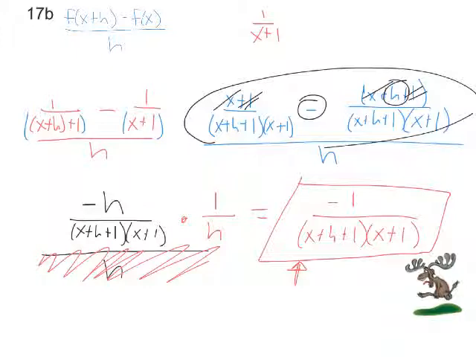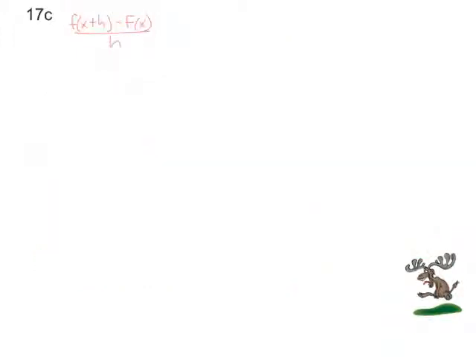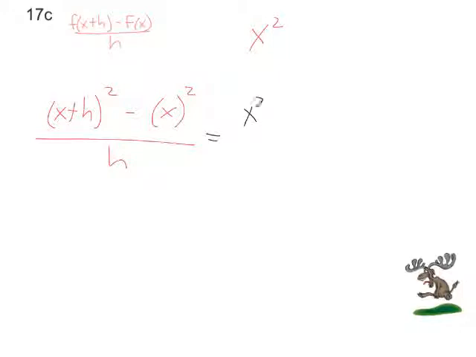Okay, in 17c we're doing this to the equation x squared. So first off we have x plus h squared, minus f of x, divided by h. If we simplify our numerator, let's expand. The x plus h squared becomes x squared plus 2xh plus h squared. And then we subtract x squared, and that is all over h.